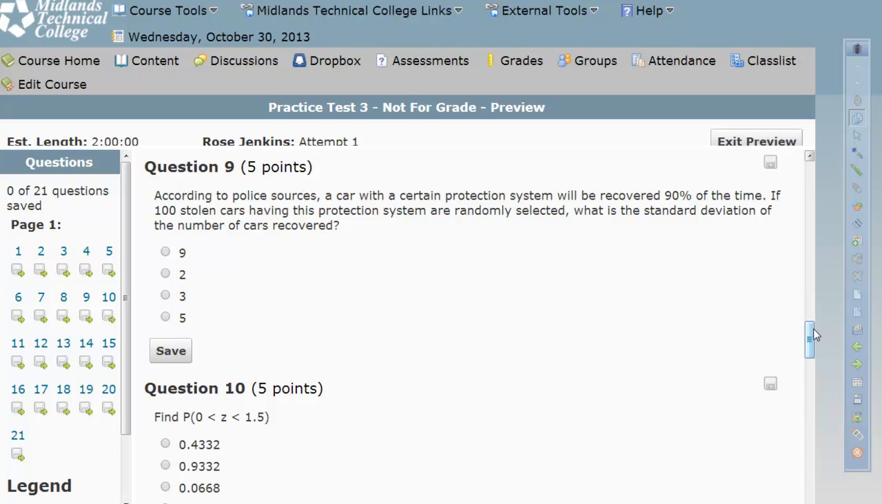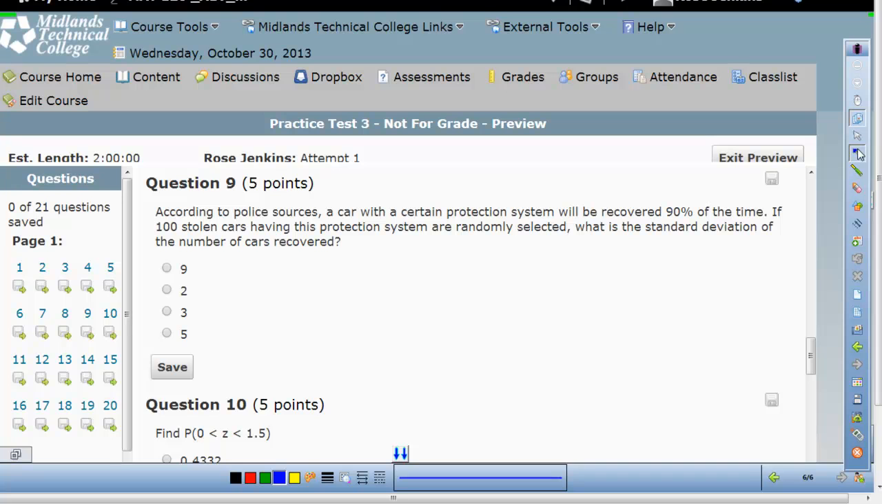Yes. Because the car will either be recovered or not. Those are the choices. It says we have 100 stolen cars, and we want to know if they're recovered or not. Do we have a fixed number of trials? Yes. Probability of success, is it the same for each trial? Yes. Trials independent? Yes.